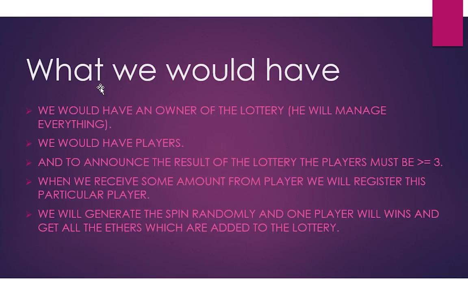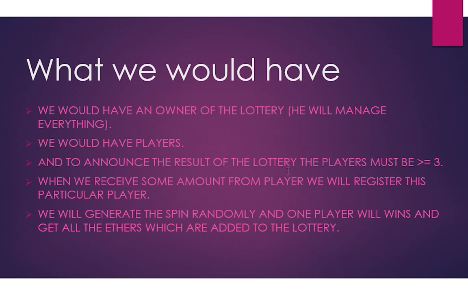So in the third slide we have the heading: what we would have is an owner of the lottery. He will manage everything, like announcing the result, who is the winner, and storing the address of the participants, so that they are now participants of the lottery and can get a prize after the announcement of the lottery. The second step is that we would have players.